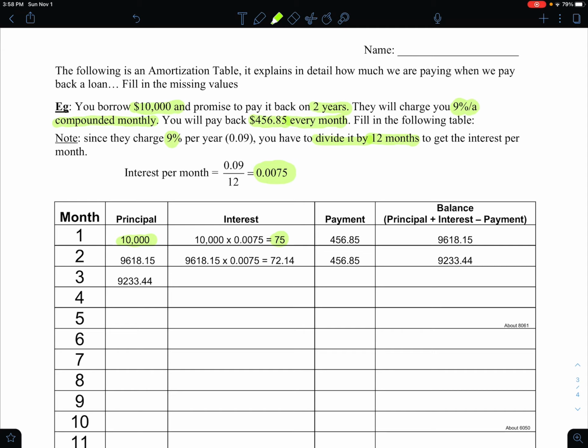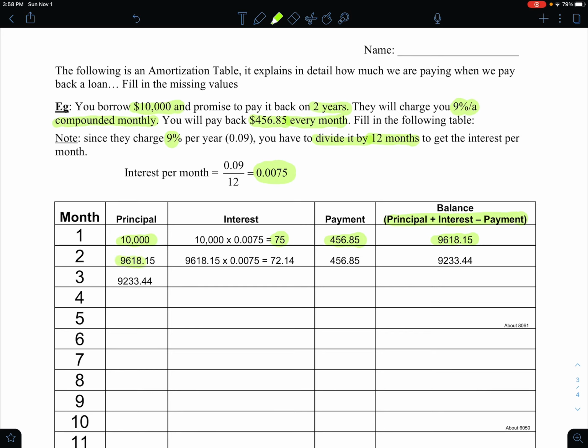So now we need to add these two together. 10,000 plus 75. That's how much we owe. But we're going to pay this, so now we're going to subtract that number. So it's 10,000 plus 75 minus 456.85. That gives us this answer. Now the formula that I just talked about is right here, but it kind of makes sense. It's whatever money we owe plus the interest, and then we take away our payment.